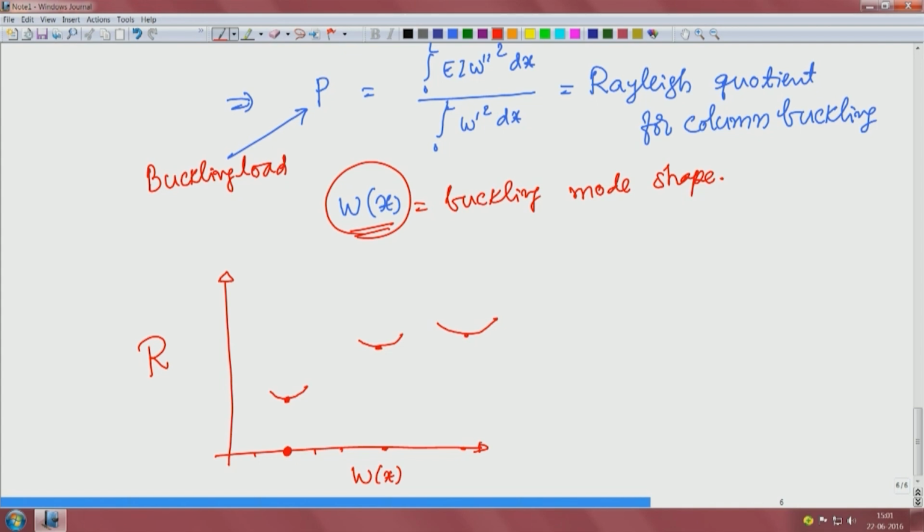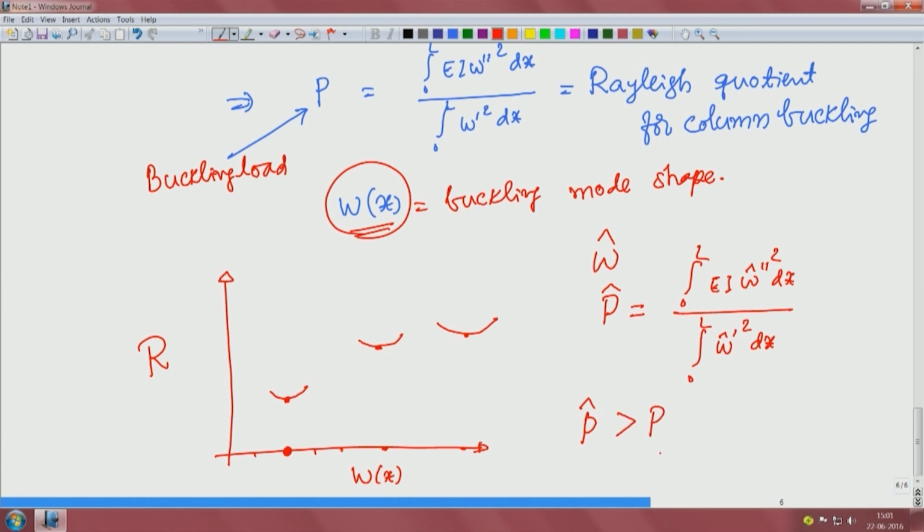Another thing, because it is a minimum, is that if I take any W hat and write this Rayleigh quotient for it, P hat, by evaluating the integral of E I W hat double prime squared dx divided by the integral from 0 to L of W hat prime squared dx, you get a P hat value. You will find this P hat is larger than the P critical that we have, the real buckling load. In other words, whatever value you take, you will get a value larger than the critical load. If you minimize this Rayleigh quotient for buckling, you get the buckling load, which in this particular problem is P critical.